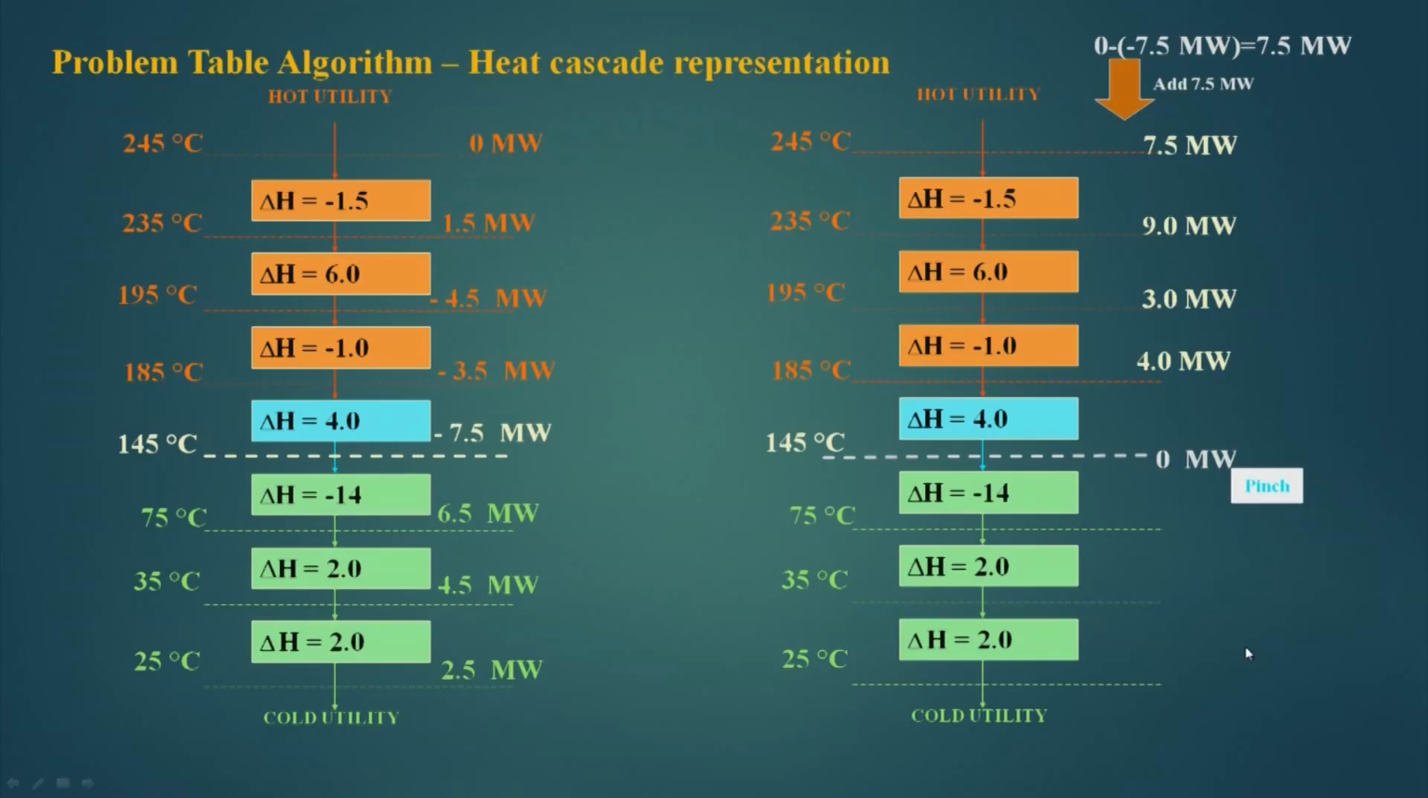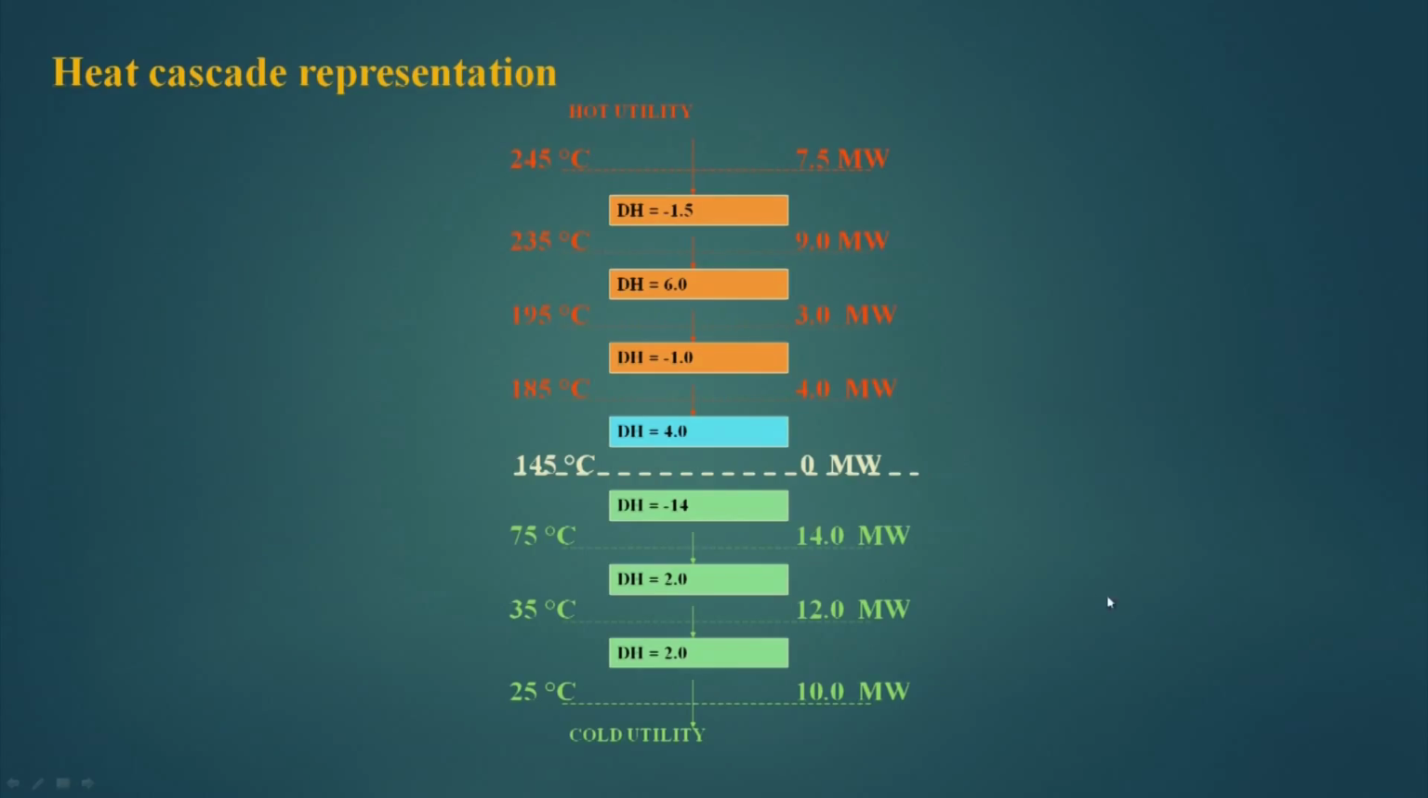Then if we calculate this, we find that 10 megawatt will pass through 225 degree centigrade, and hence the cold utility demand is 10 megawatt, whereas the hot utility demand is 7.5 megawatt in this case. So, it is a feasible case now, because there is no negative level. I would say that this is not kilowatt, basically this is megawatt and this is megawatt. So, this is the feasible case.